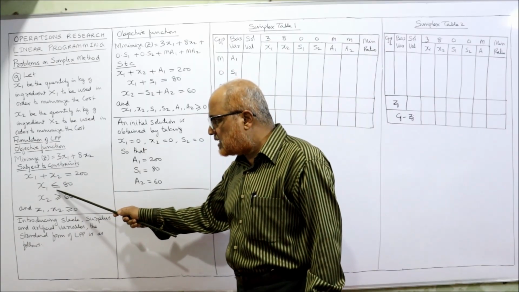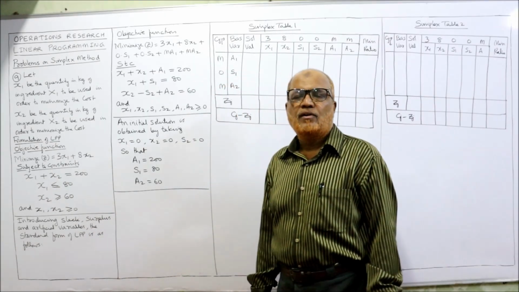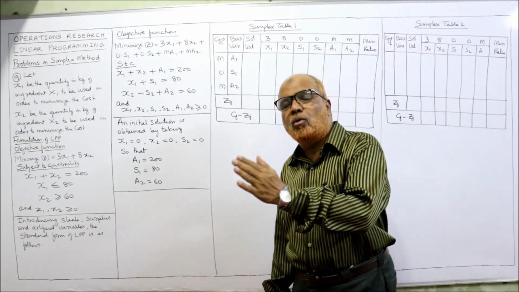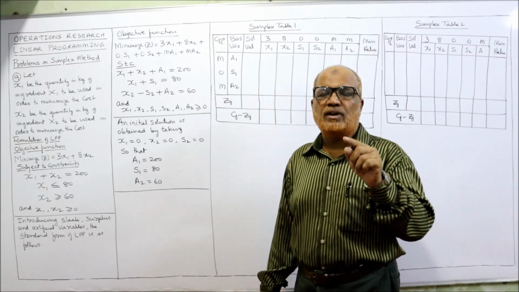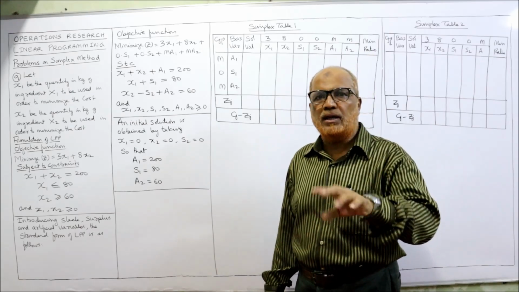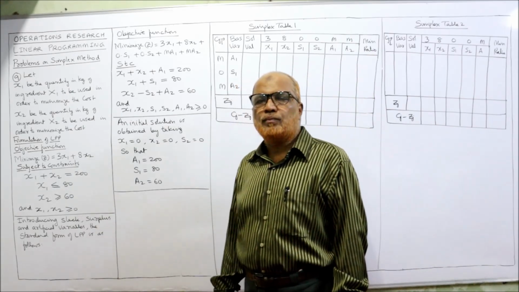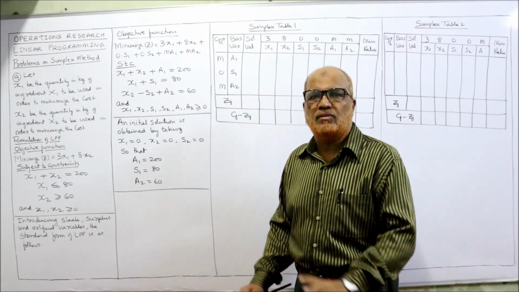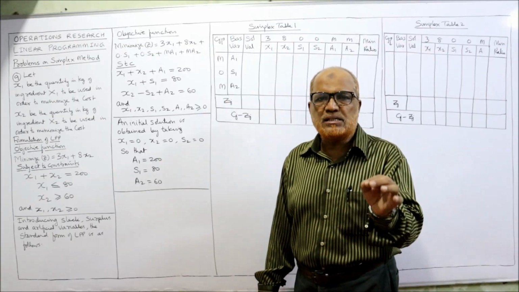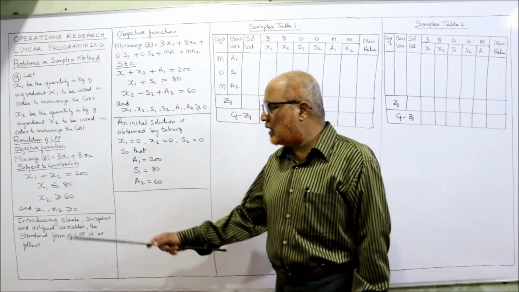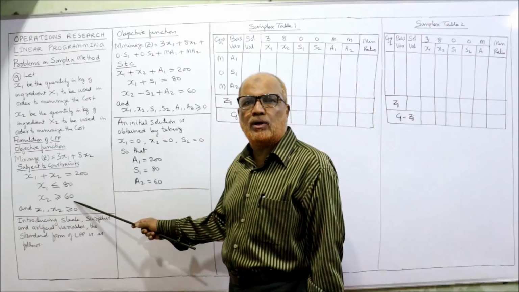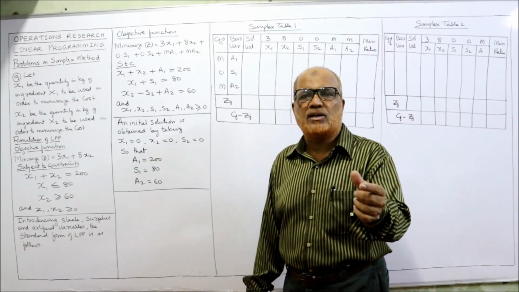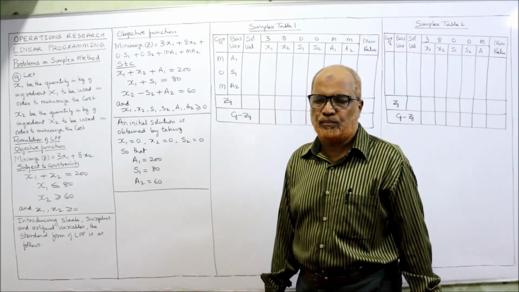x1 is less than or equal to 80. We can make use of a maximum of 80 kg, not more than 80 kg, so we use either less than or equal to. Similarly for x2, at least 60 kg of X2 should be used, as given in the problem. So we can make use of x2 greater than or equal to 60 kg. And the non-negativity constraint says x1 and x2 should be greater than or equal to 0.